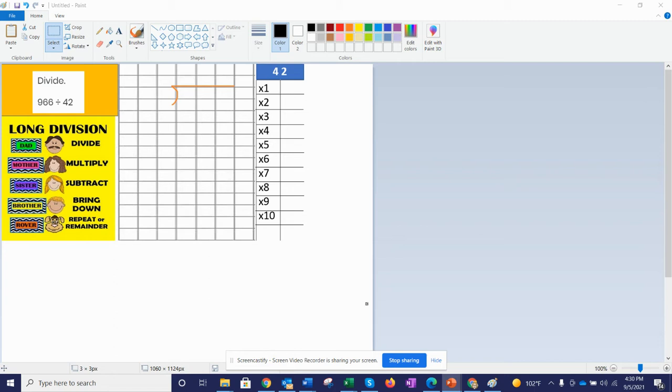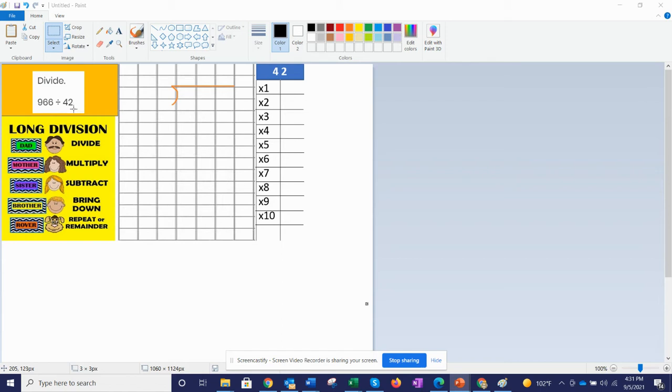Quick reminder, the division is, right, taking a large number and breaking it into smaller groups where the groups have the same amount in each pile, right? Okay, so question first: when it says divide and it gives you the numbers like this, where it says 966 divided by 42.